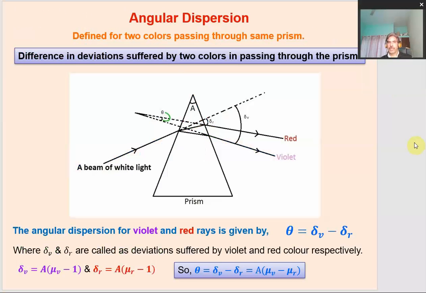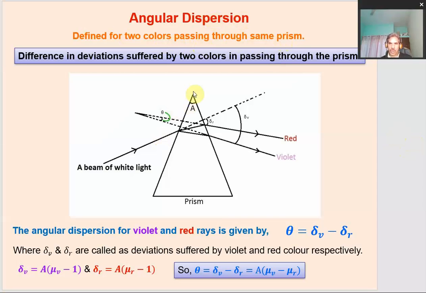Okay, so now we will learn about two important terms here. One is angular dispersion. So what is angular dispersion? This is the quantity which is defined for two colors which are passing through the same prism. So what is angular dispersion?